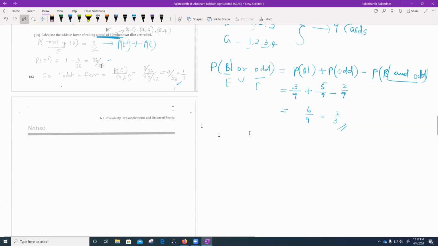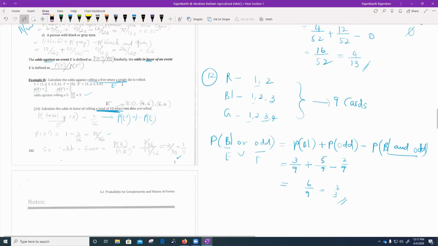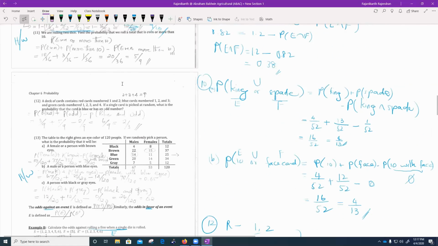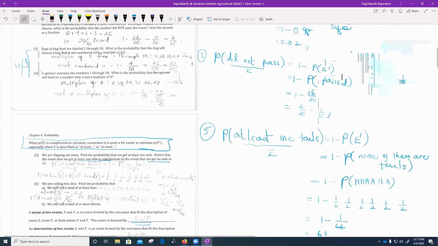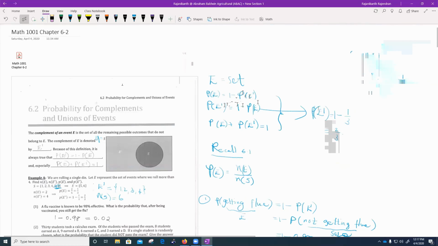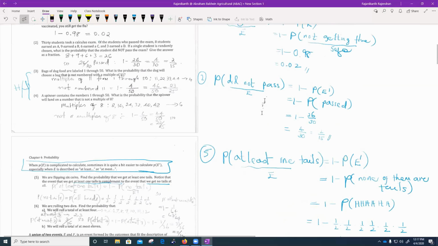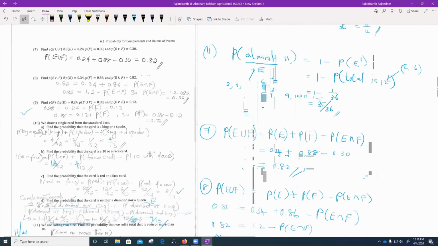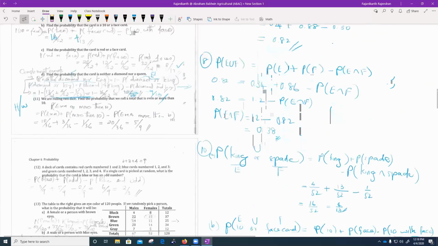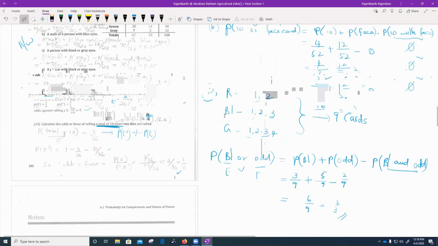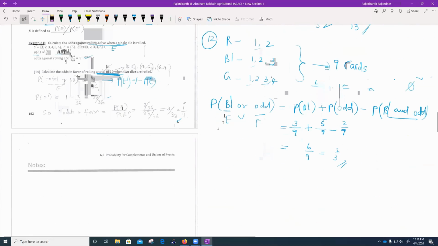Okay, so in summary, here we had the complement of an event first. Then we had 3 sets of formulas. Then we had the union formula. Then, at last, we had the odds in favor and against. So make sure that you put the correct fractions. That's it.